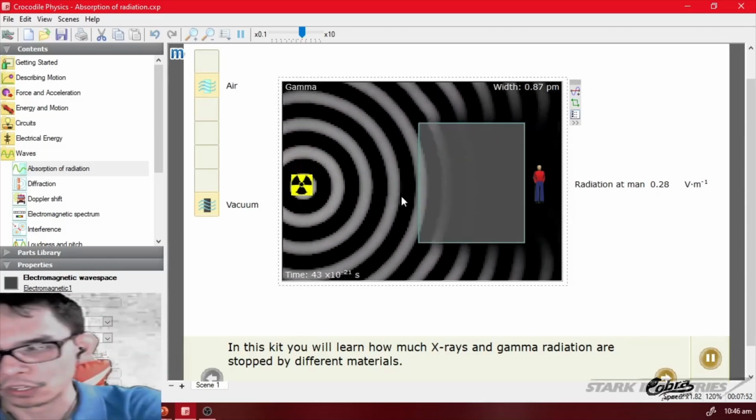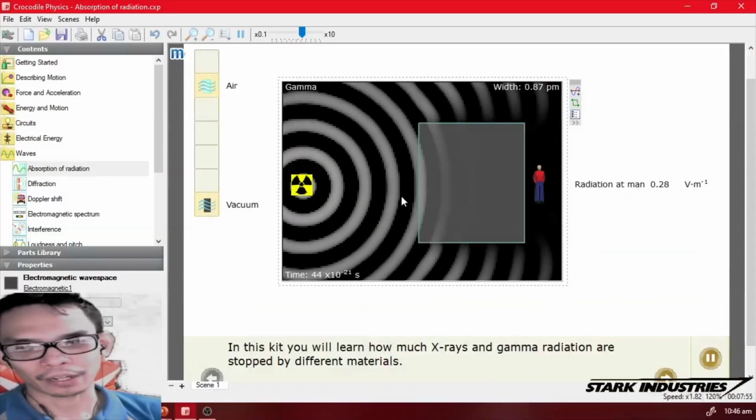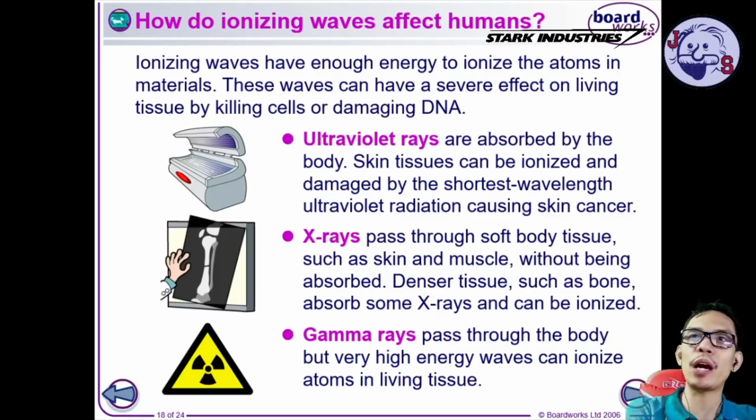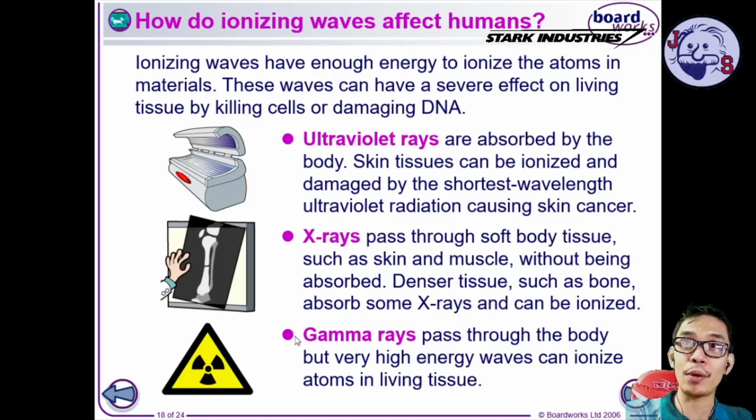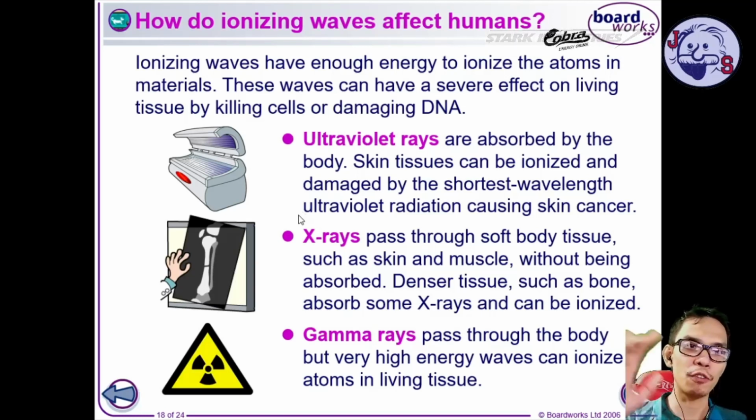So let's go back now. With that, we know that we can protect ourselves from this ionizing radiation using lead. Food for thought about this one: if you encounter ionizing radiation, limit your exposure as much as possible.